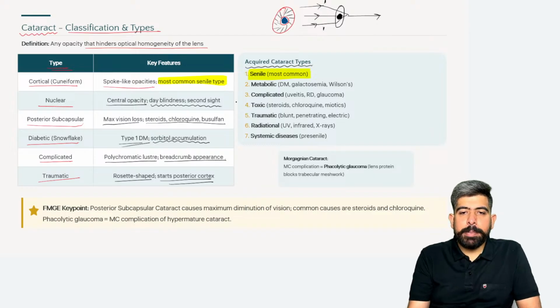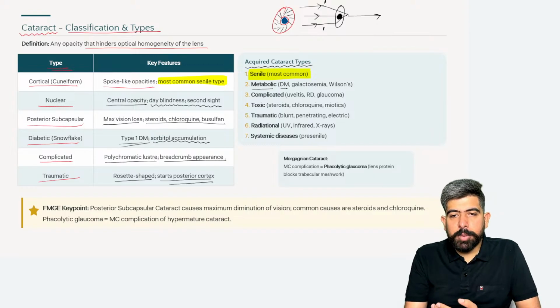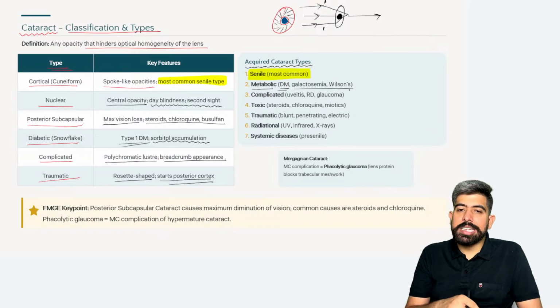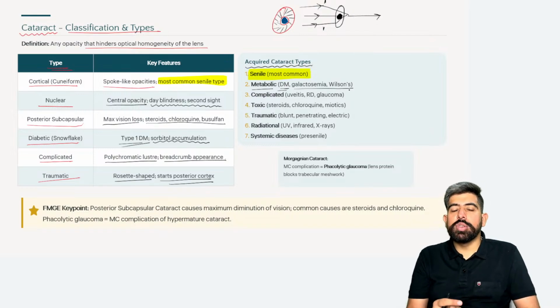Next, we have the metabolic cataract. The metabolic cataract, as we talked about, diabetes mellitus, right? We just talked about the snowflake cataract. Also, we're going to see galactosemia and Wilson disease, right? In these metabolic disease conditions, we are also going to find the patient having cataract.